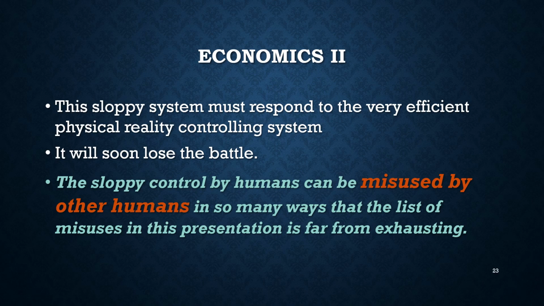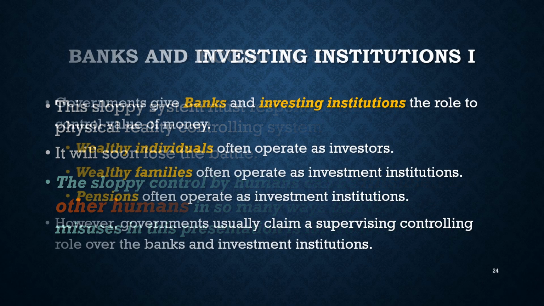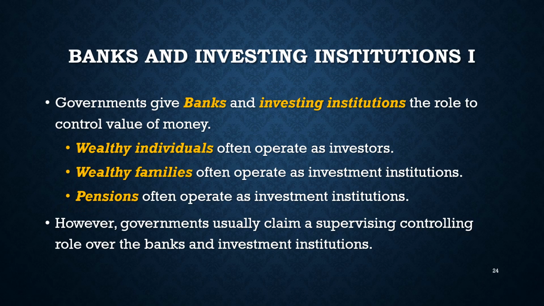The sloppy control by humans can be misused by other humans in so many ways that the list of misuses in this presentation is far from exhausting. Governments give banks and investing institutions the role to control the value of money. Wealthy individuals often operate as investors. Wealthy families often operate as investment institutions. Pensions often operate as investment institutions. However, governments usually claim a supervising controlling role over the banks and investment institutions.